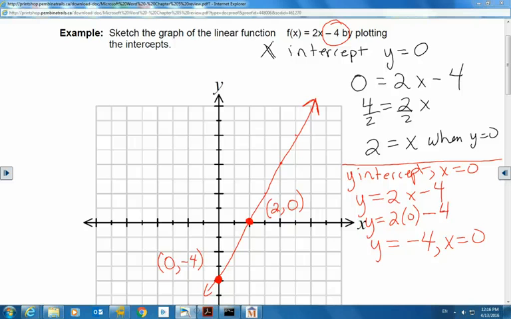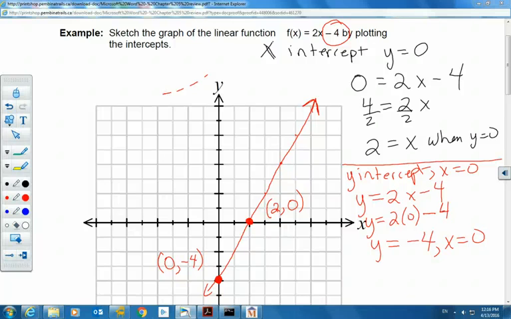But I think it's important for me to tell you about the values of x's and y's at each location so you can make that connection. Okay. Let's have a look at the next question.